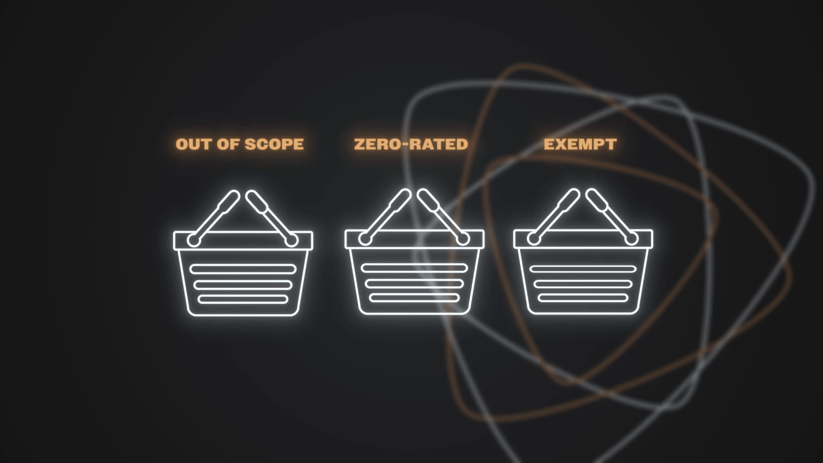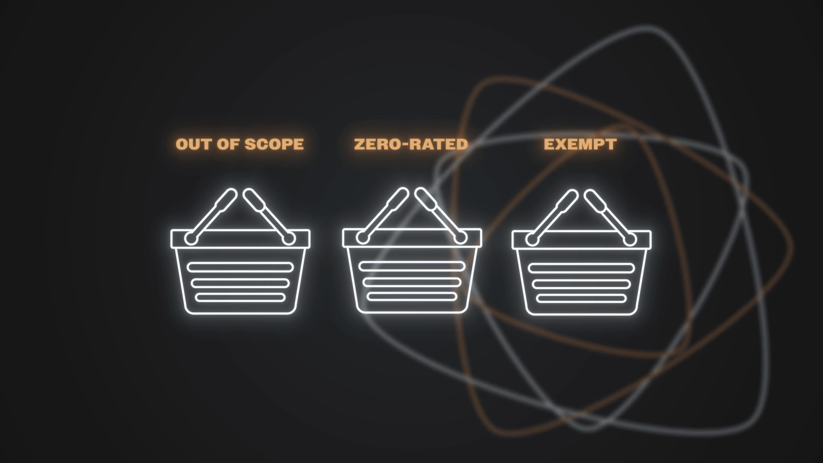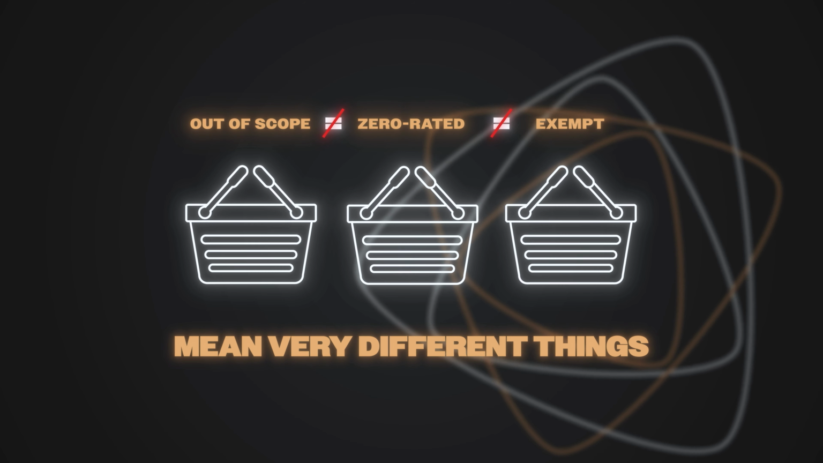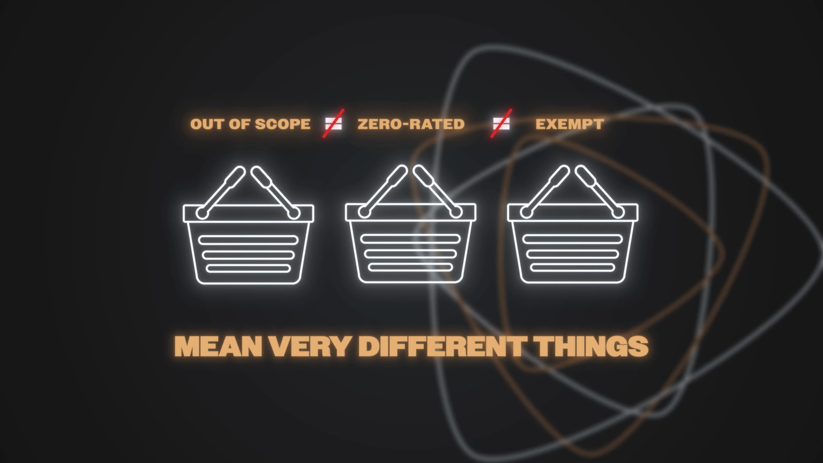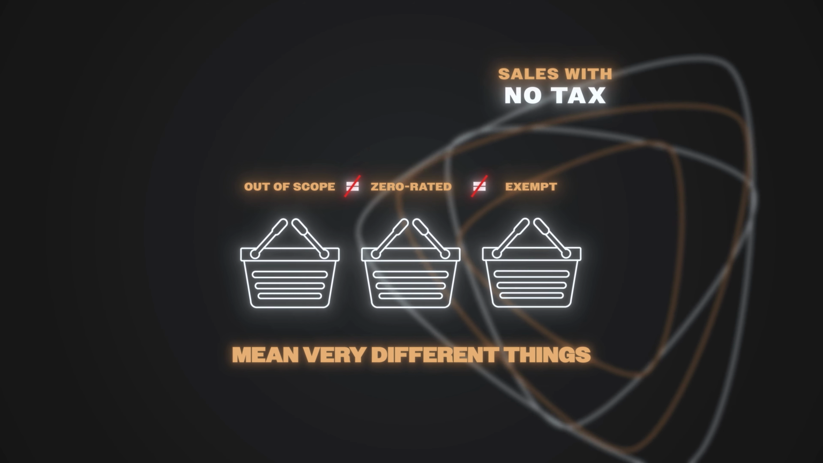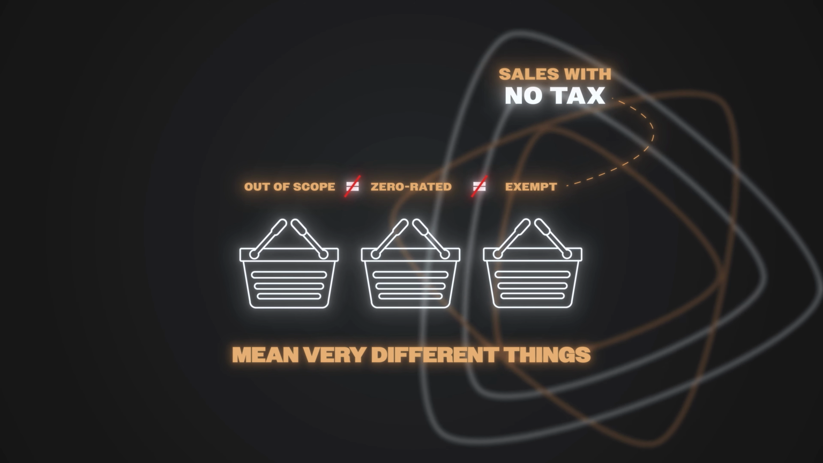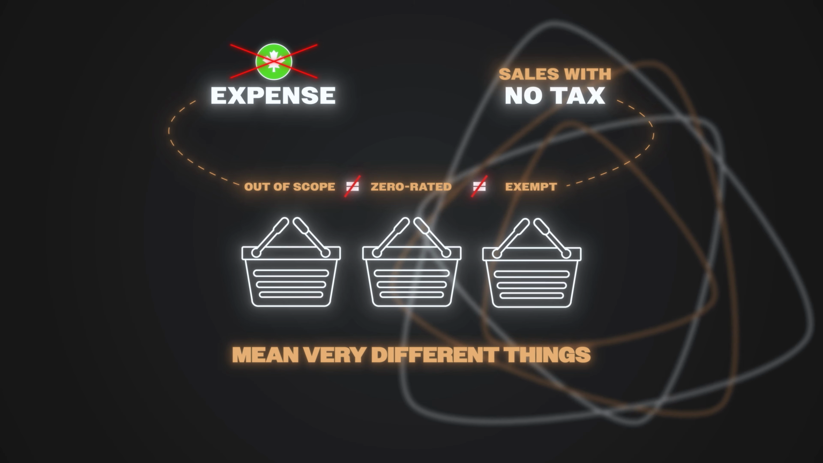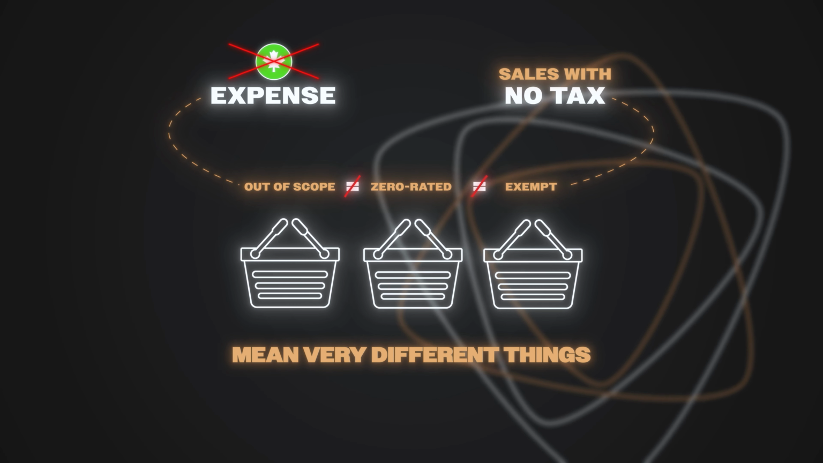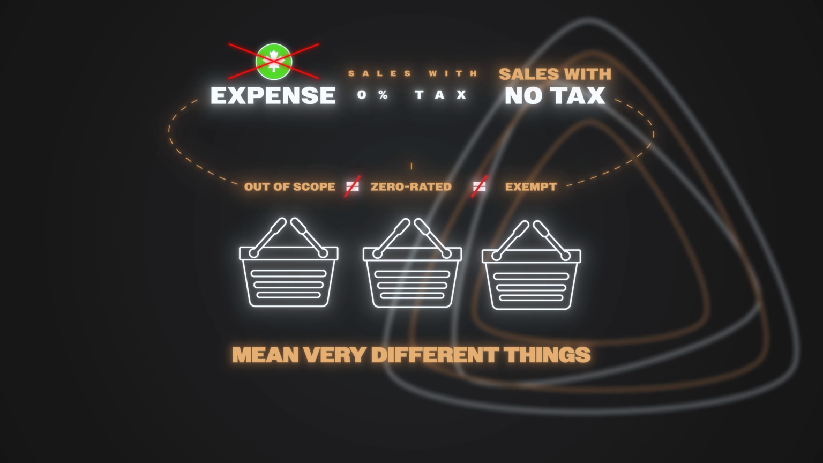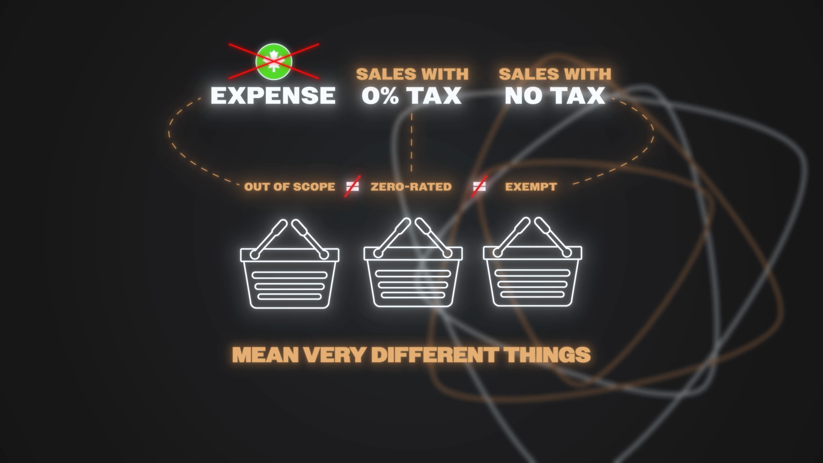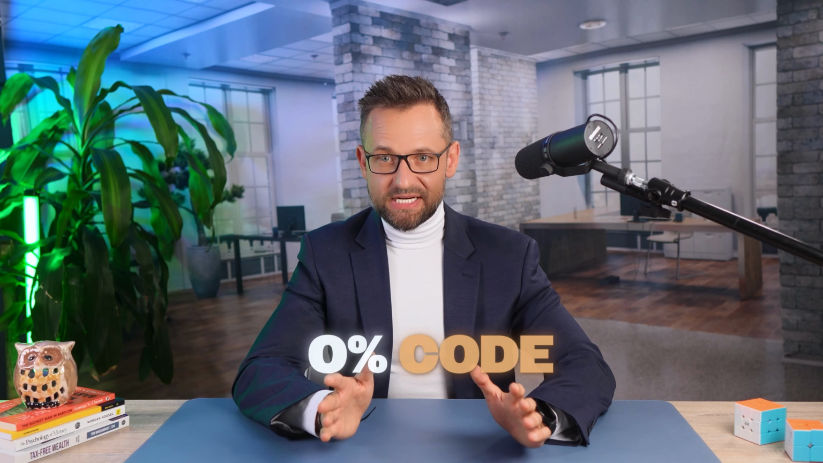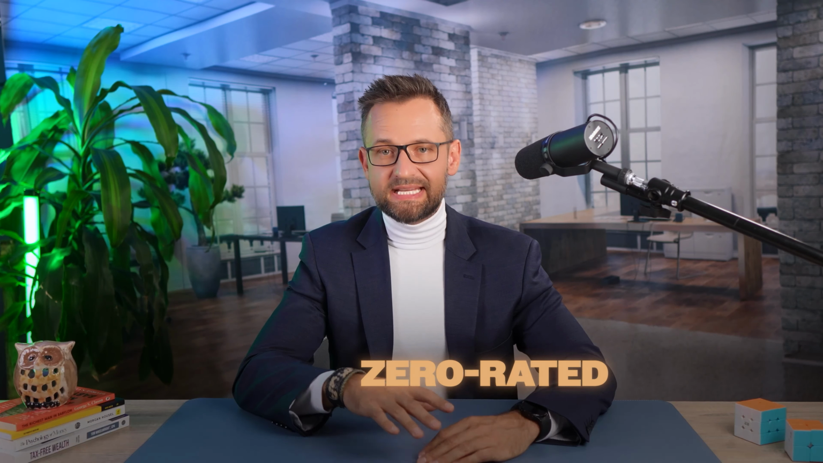Also, be careful about mixing up out-of-scope, zero-rated, and exempt categories. They mean very different things in the sales tax module and for audit purposes as well. Exempt only applies to a sale that is exempt. Out-of-scope is the category you apply to an expense that does not have Canadian sales tax attached to it. And zero-rated applies to sales that are charged a zero tax rate, as we discussed earlier. Don't use one generic 0% code for both zero-rated and exempt sales.